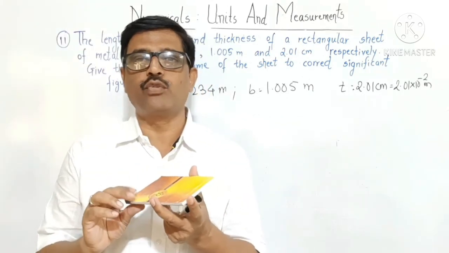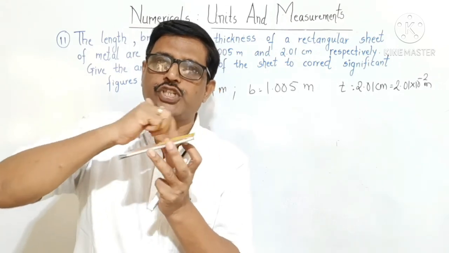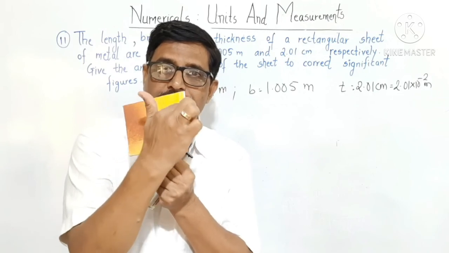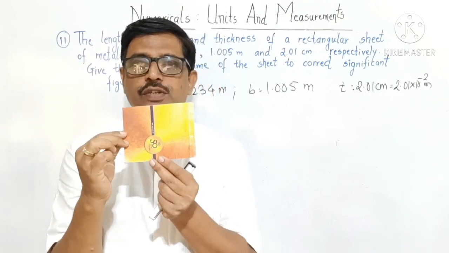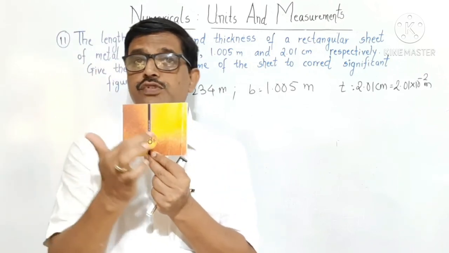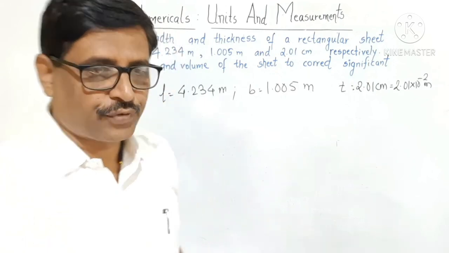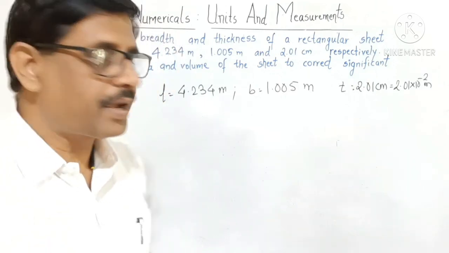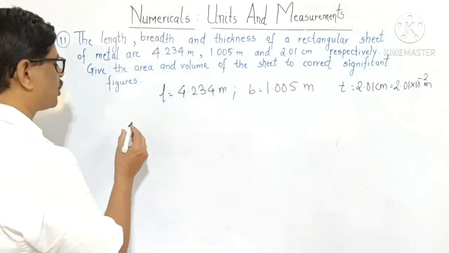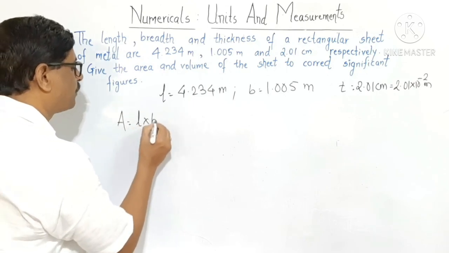At first we will find out the area. This is the surface area of the metal sheet, and you will see that the surface area of the metal sheet seems to be a rectangle, and therefore at first we will determine the area of the rectangular metal sheet. Area of the rectangular metal sheet, A is equal to L into B.